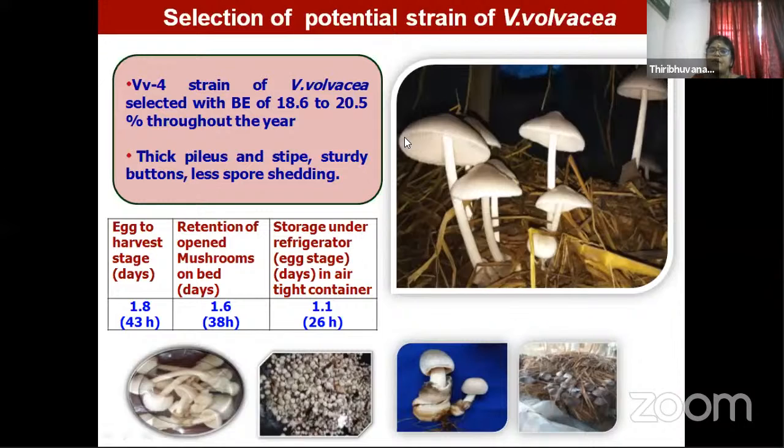This strain shows the different stages of the mushrooms. You can see, after the pinhead stage and after spawn running, the egg stage of the mushrooms.